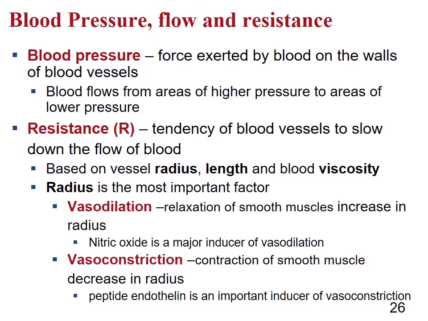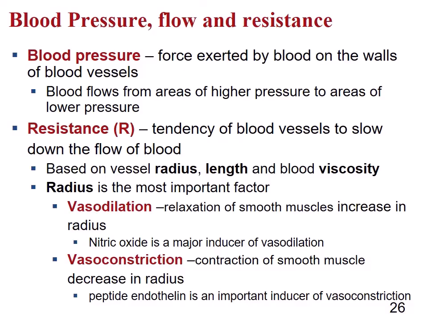So for most organisms, radius is the most important factor, or like diameter, right? The radius is just half the diameter. So how wide the vessel is. So vessels can vasodilate or vasoconstrict. If they vasodilate, they get larger because the smooth muscles relax, and so that increases the radius.